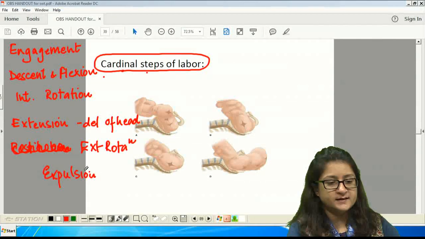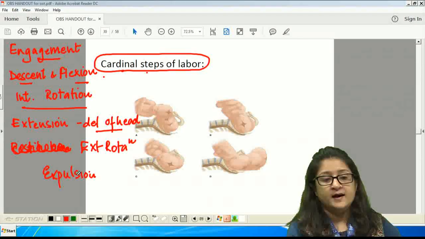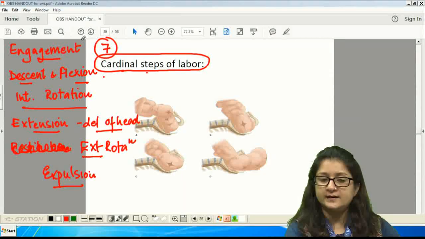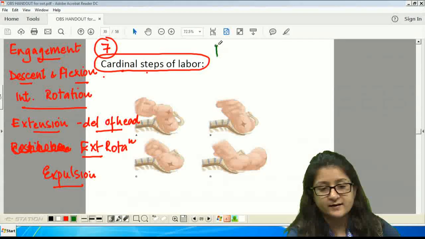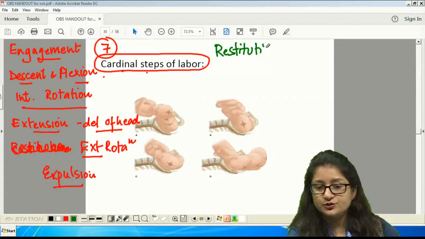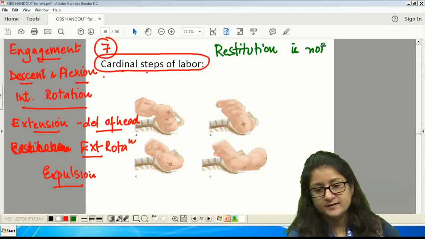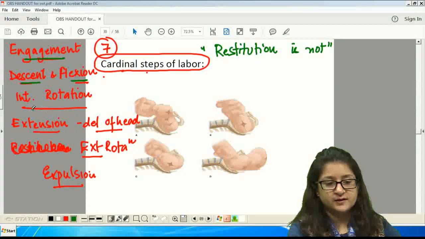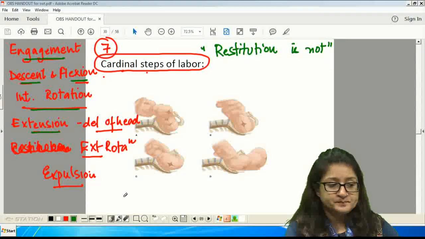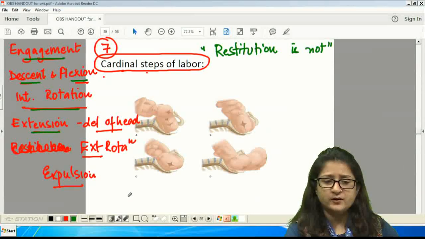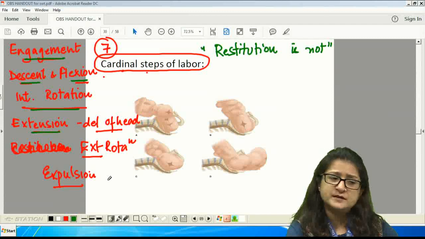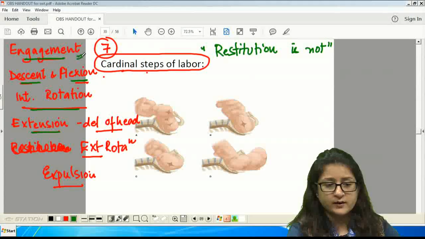All right, so these engagement, descent, flexion, internal rotation, extension and external rotation and expulsion, these 7 steps are the cardinal steps of labor. Remember that restitution is not a cardinal step of labor. Now let's talk about each of these and remember the important points in each of these. So talking about engagement.